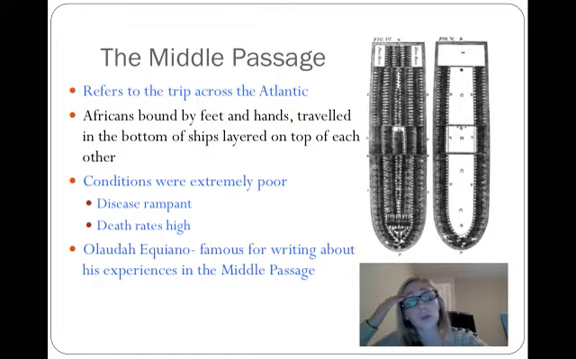The conditions were extremely poor, so diseases went rampant. Death rates were very high. People would get sick and you just throw them overboard to get rid of them, or they would just stay there until someone noticed. A very horrific experience. One African who did travel on the Middle Passage, Olaudah Equiano, is famous for writing about his experiences, and we'll actually take a look at some of his writings about that journey. So there is primary source documentation of this type of journey.